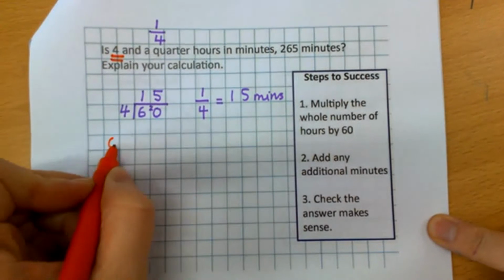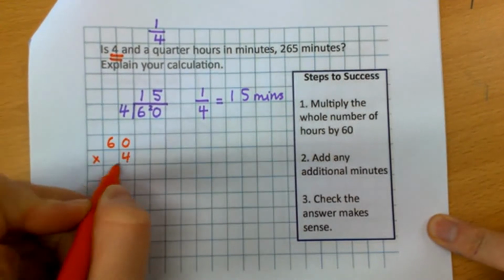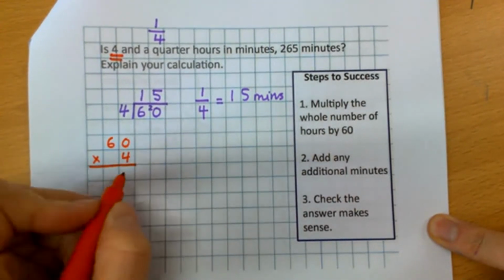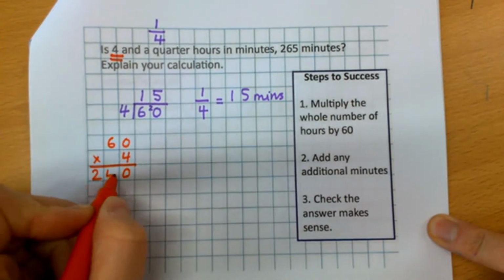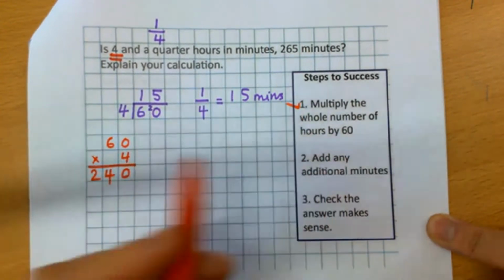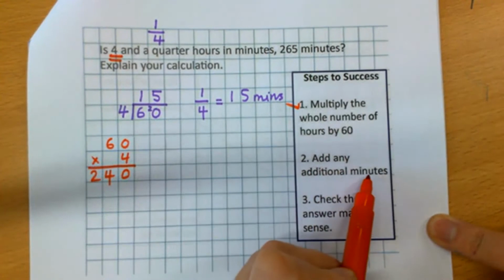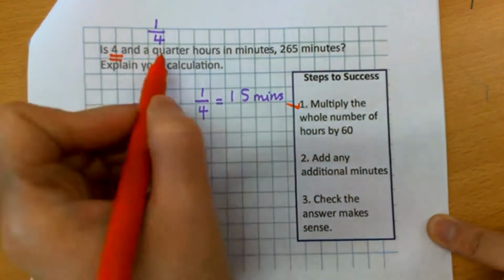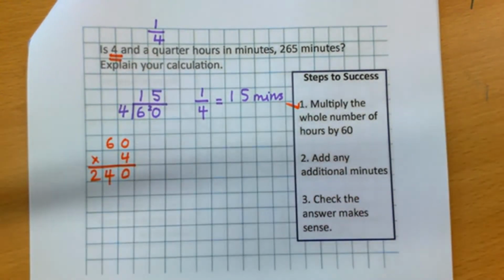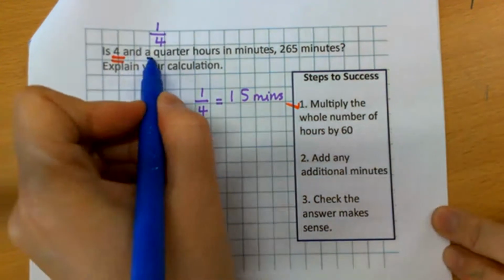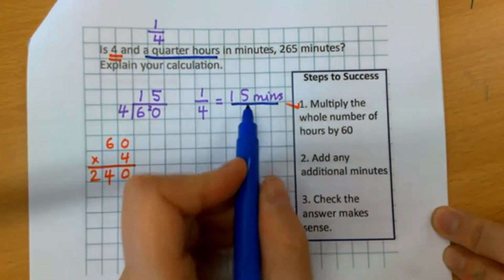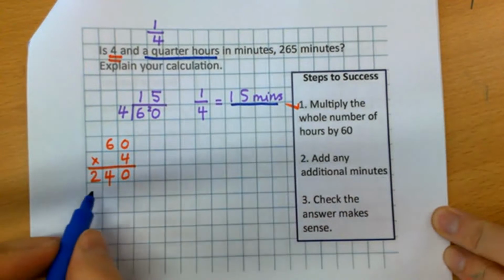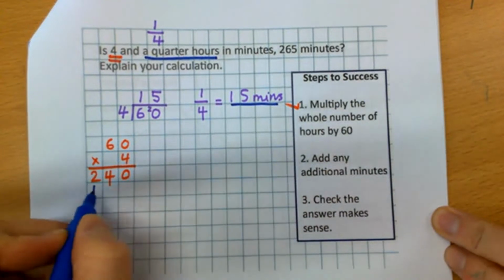So 60 multiplied by 4 equals 4 times 0 equals 0. 6 times 4 equals 24. Now I'm going to add any additional minutes, and we've calculated that a quarter of an hour is 15 minutes. So I'm going to add my 15 minutes to 240.